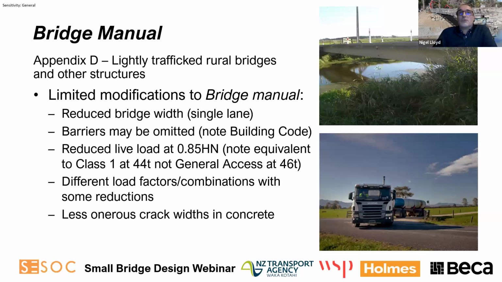As Geoff alluded to, reduced live load. It's at 0.85 HN. It's worth noting, and the trucks there remind me, that this is slightly outdated, but it's equivalent to a class 1 vehicle at 44 tons. Not the new general access vehicle, which is 46 ton, but to get to 46 ton or even to a 50 max vehicle, you're adding extra axles at the end of the vehicle, which is making the vehicle longer. So these are effects that aren't going to be of much worry to you unless you're designing bridges in a 22 to 25 meter span and above.